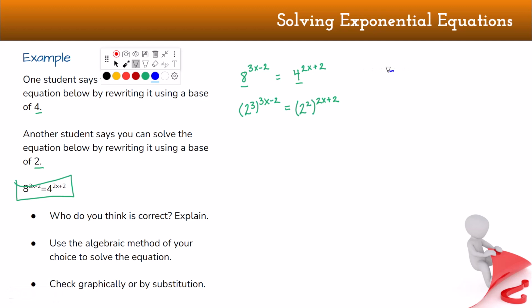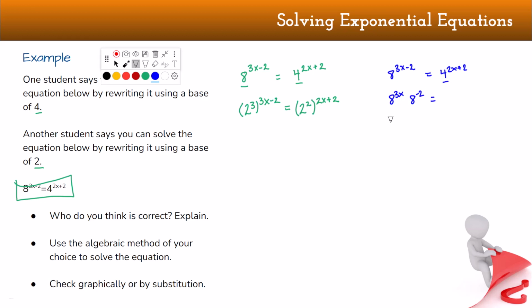So looking at 8 to the 3x minus 2, and then writing this one as 4 to the 2x plus 2. This one already has a 4 on it, so we really don't have to deal with that side, but we do have to deal with this side. And this may not be as obvious, so let's see what we've got here. Well, I can rewrite this as 8 to the 3x, and I can write this as 8 to the negative 2.